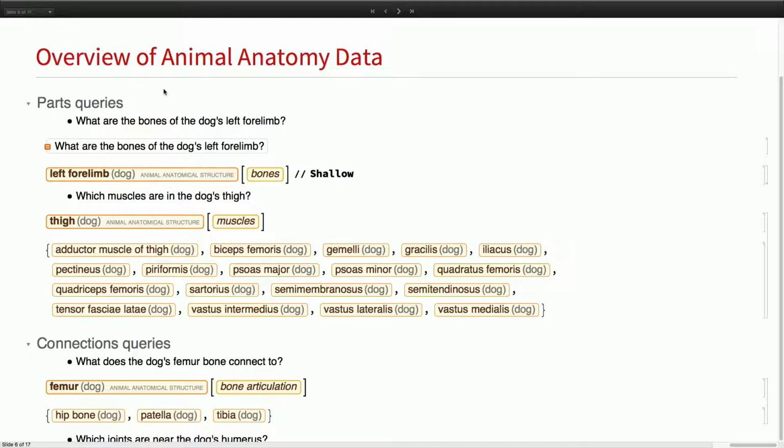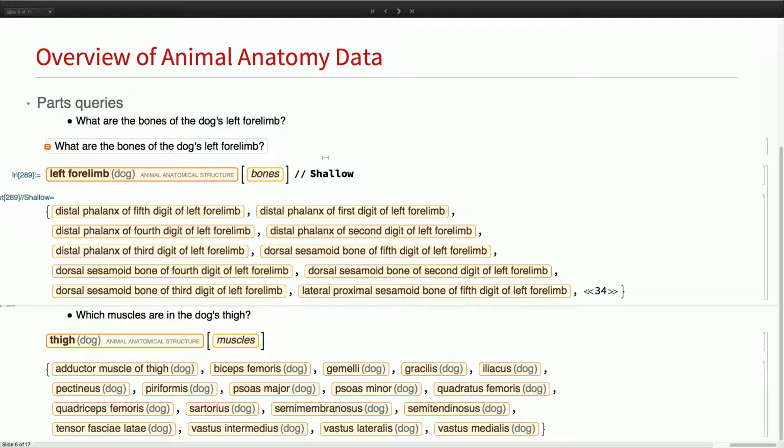And of course, using our interface functionality, natural language input can be converted to Wolfram Language input ready for evaluation. So here the query was, what are the bones of the dog's left forelimb? And you actually get the list of bones. In this case, left forelimb is the entity and bones is the property. And with this entity-property combination, you get the answer.